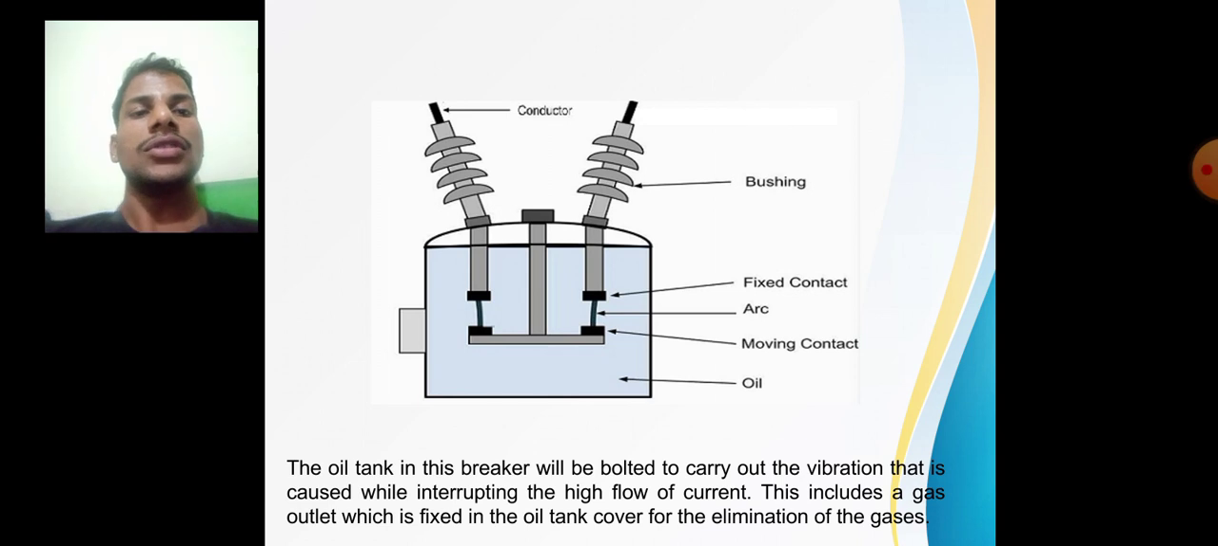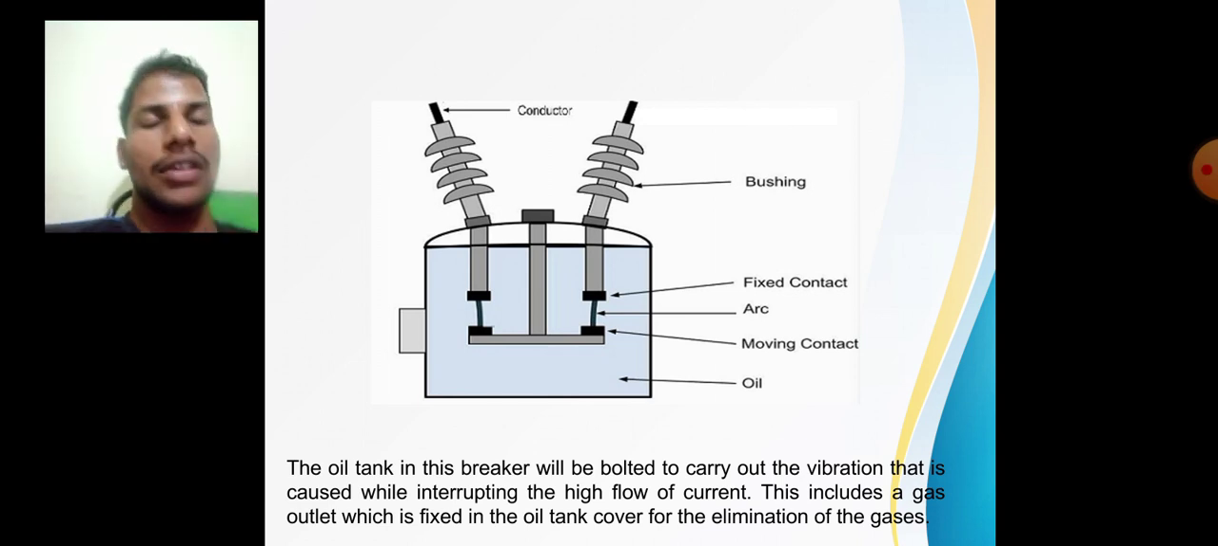And we have the circuit breaker diagram. We have the conductors on top of the contact chamber, and we have the bushing insulators, and at the bottom of the tank we have the oil, and there is a moving contact and a fixed contact. When the circuit breaker is opened, the arc will be present between the circuit breaker contacts.